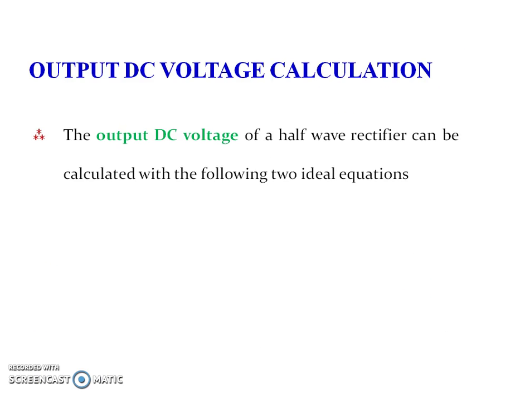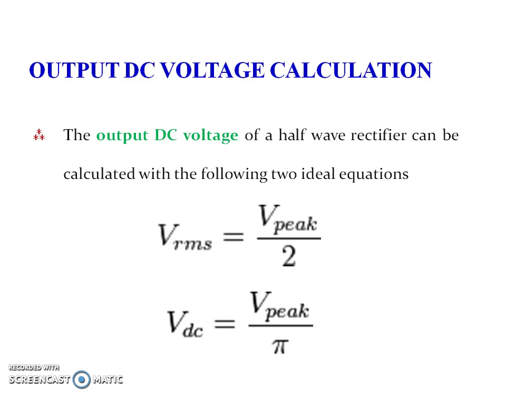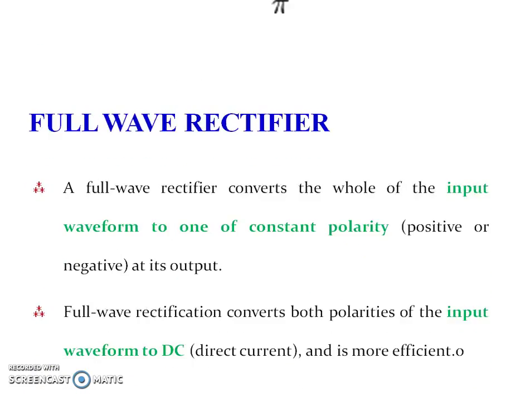Now the output DC voltage calculation of a half wave rectifier is done using two formulas. That is Vrms is equal to peak voltage V peak divided by 2. Or else we can use VDC is equal to V peak divided by pi.